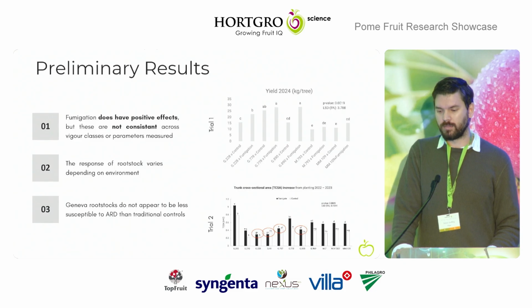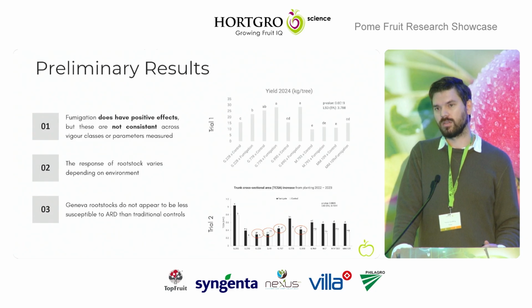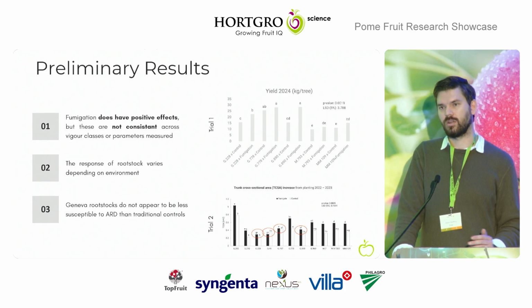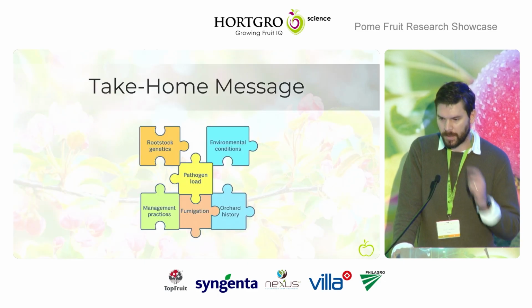And then, importantly as well, the Geneva rootstocks at this stage don't appear to be less susceptible than the traditional rootstocks that we have. In the first trial, where we've planted in the 3 vigor classes, we planted with a Merton control. What we would have liked to have seen is that the Merton control was susceptible and that the Geneva rootstocks were less susceptible, but fumigation tended to have inconsistent effects, and it's not inconsistent only for the Merton rootstocks, it's also for the Geneva rootstocks.